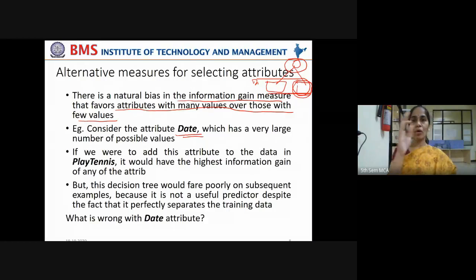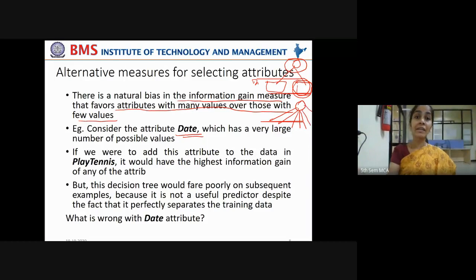outlook depends on sky, depends on wind speed, depends on humidity. There is no such dependency with date. On a specific date, the tennis is played, yes means yes. On a specific date, tennis is played, no means no itself. There is no further ambiguity in that. So you will get only one level tree, but many branches.